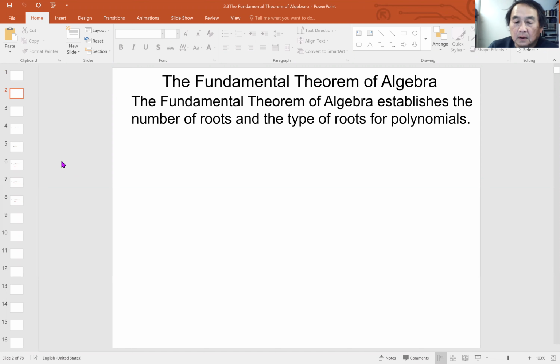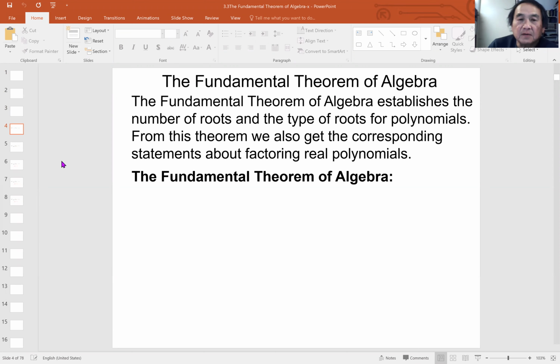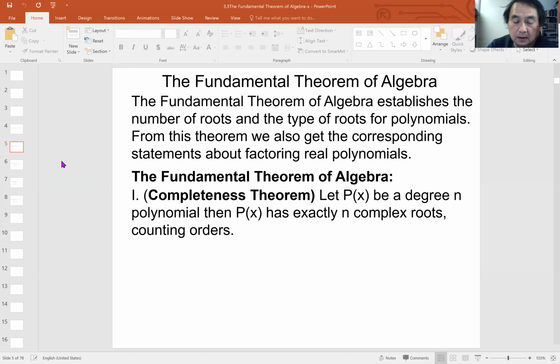The fundamental theorem of algebra, we're going to do in two parts. The first part basically says the complex numbers are complete. So here's the statement. We have a polynomial of degree n, then it has exactly n complex roots, including the orders, of course. And so this is the completeness of the complex numbers.